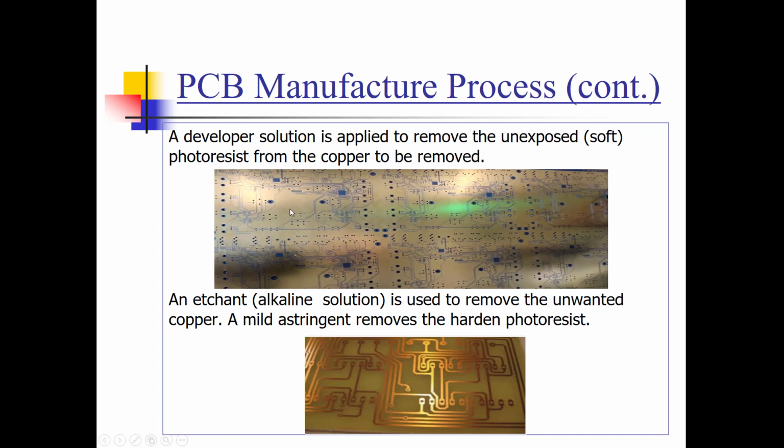So now, after the developer, these areas where the copper that we don't want is exposed, that copper is etched away. An etchant solution is used to dissolve all that copper that's not underneath the hardened photoresist. And then the last step is that they'll use a household cleaner, a mild astringent that removes the hardened photoresist from the copper where the traces are. So this bottom picture here shows you what the board now looks like after the astringent has been applied.